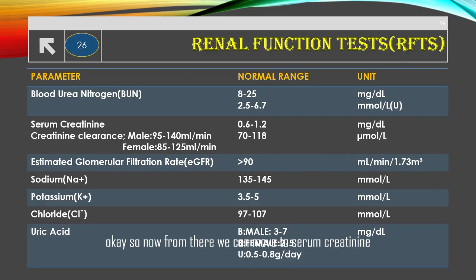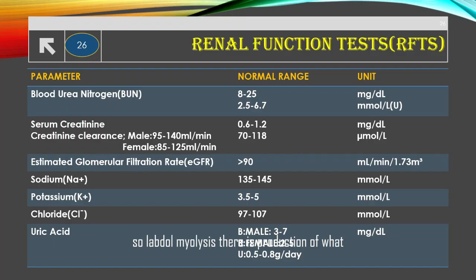Okay, so now from there we can move to serum creatinine. You need to know that creatinine is just a chemical, a waste product of muscle functioning. In other words, the breakdown of muscle cells will give you what is called creatinine. This same creatinine can be used as energy by the body, but it's a byproduct of protein metabolism, as well as rhabdomyolysis.